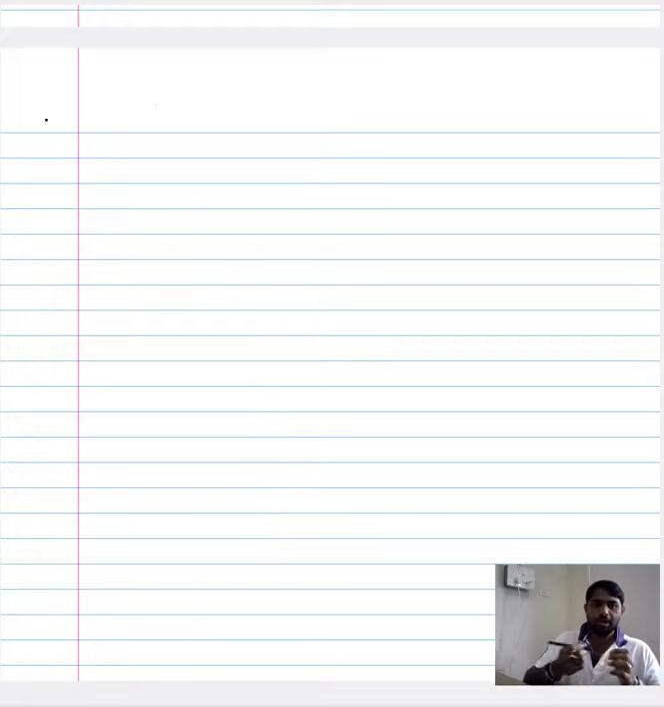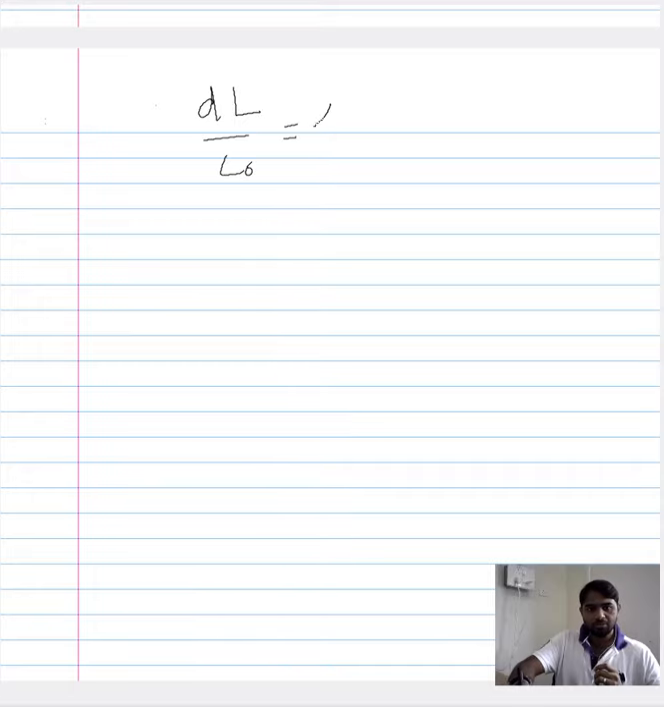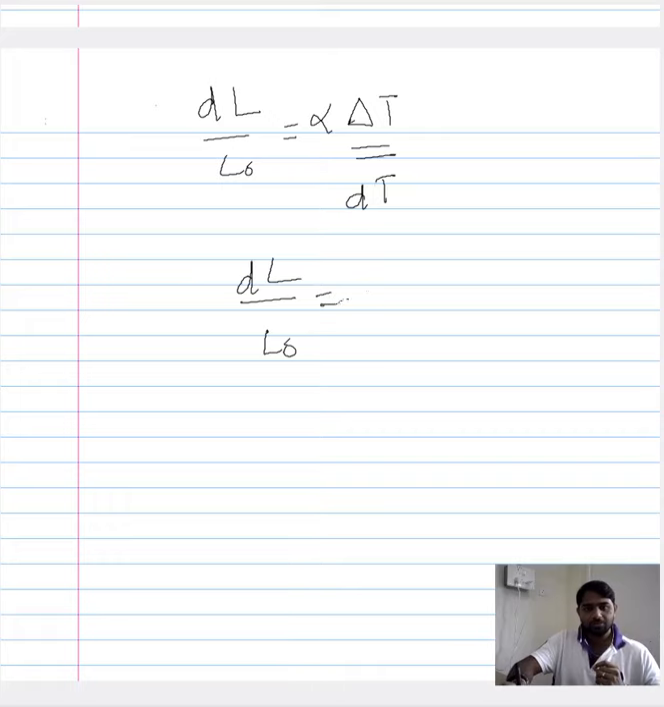So now let us go back to our expression for the thermal expansion. We saw that dL by L naught is equal to alpha delta T. This was our initial expression for the thermal expansion involving a one-dimensional system. Now let us stick to it. Let us assume the change in the temperature is quite small, so we can write this delta T as dT. That would mean that dL by L naught, where L naught is the initial length, is equal to the product of the coefficient of thermal expansion and the change in the temperature.